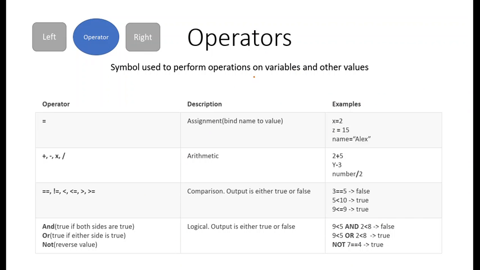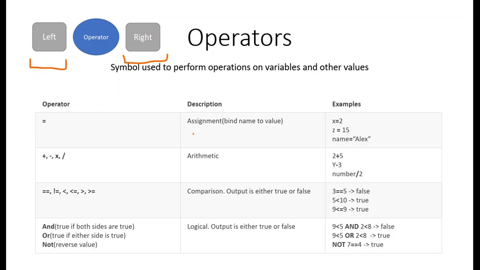Now operators. An operator is basically a symbol used to perform operations on variables and other values, right? So variables by themselves are useless. We need to do some processing with these variables that we have, and to do that type of processing, we use something we call the operators. For every operator, we have a left side and a right side. So left, and then the operator, and then right. Okay, so let's go through these operators one after the other.